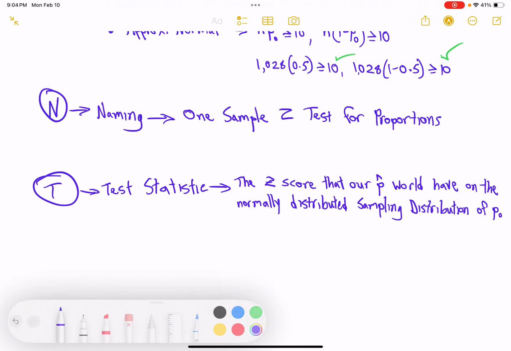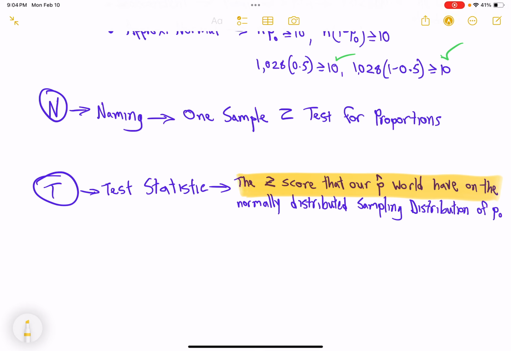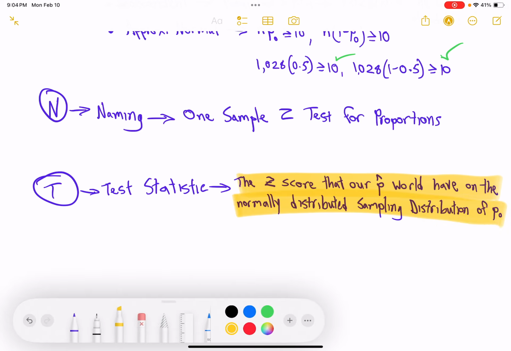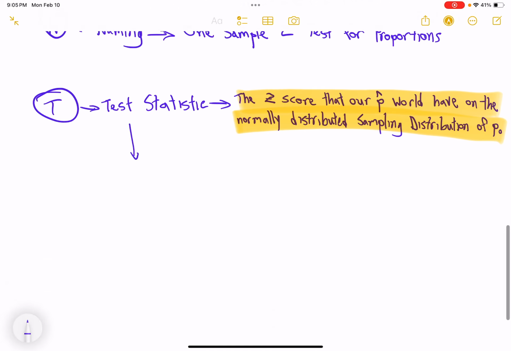Now you don't have to state any of this part here that I have written down. This is just me reminding you that's what the test statistic represents. Here's the equation. Z equals X minus mean over standard deviation. That's the normal z-score equation.